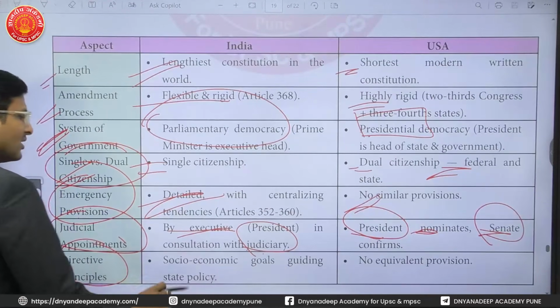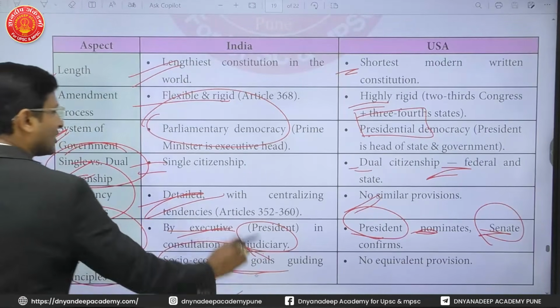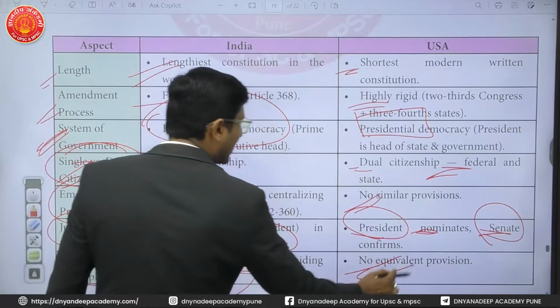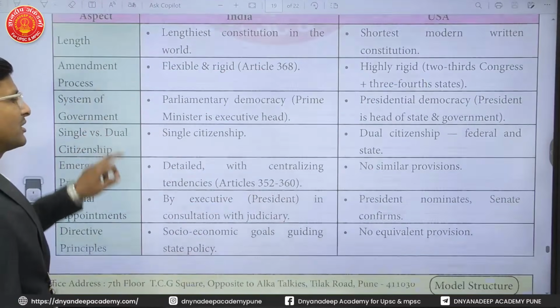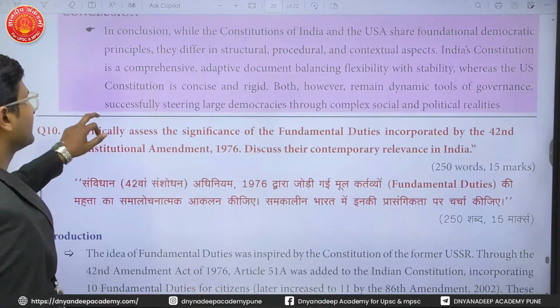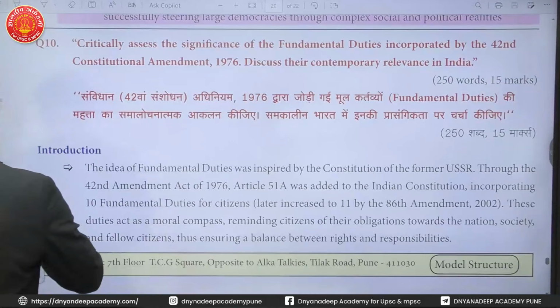Directive principles. We have the directive principles. These are socio-economic goals. In the American Constitution, there is no equivalent provision to the directive principles of state policy. Okay. Then, next, question number 10, the last question.